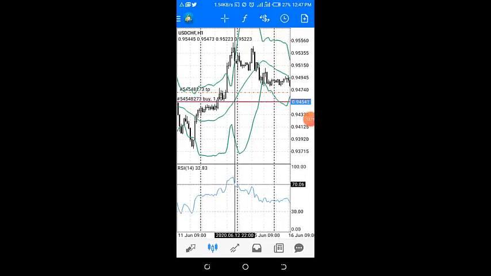I know you understand. So when we are below 30 here, you buy. When we are above 70, we sell, depending again on the time frame you are using. Let's go back and see.